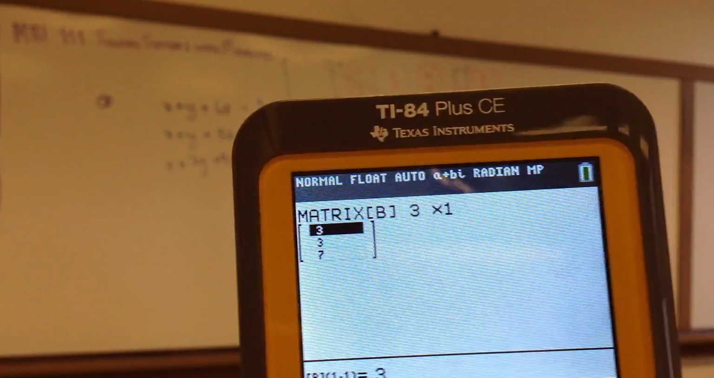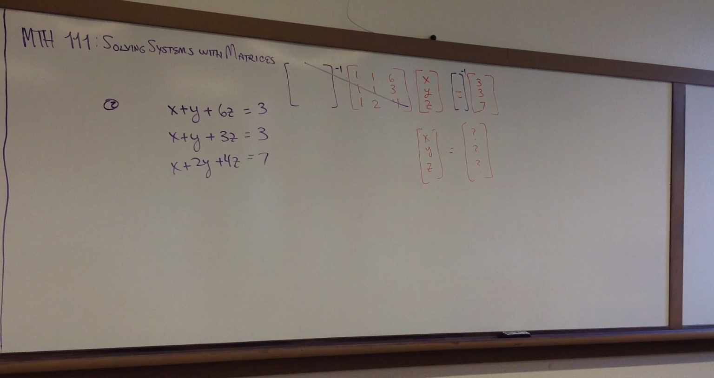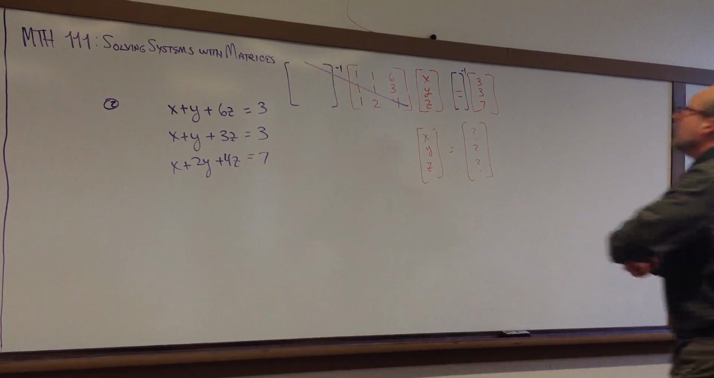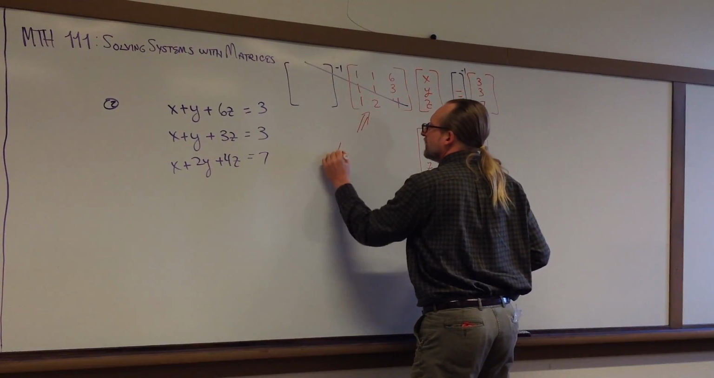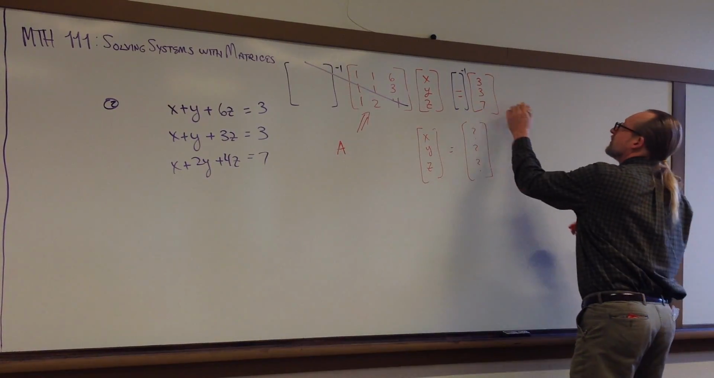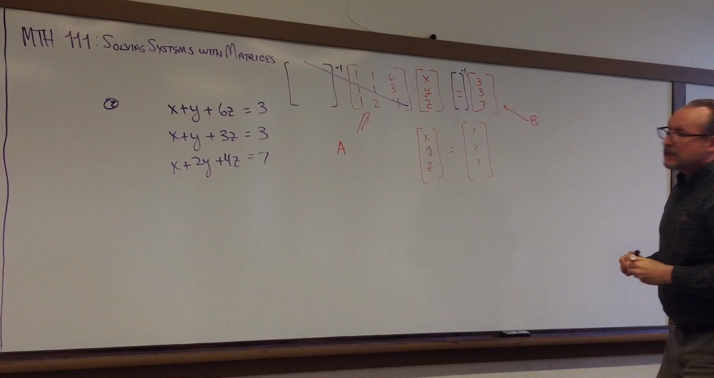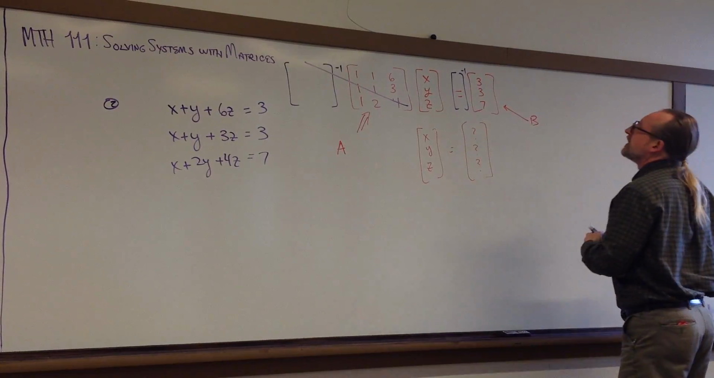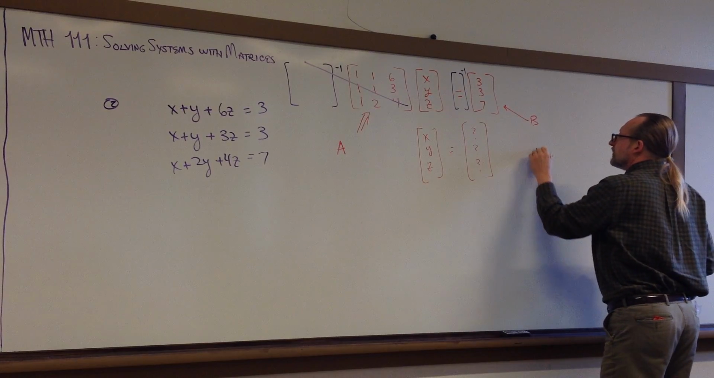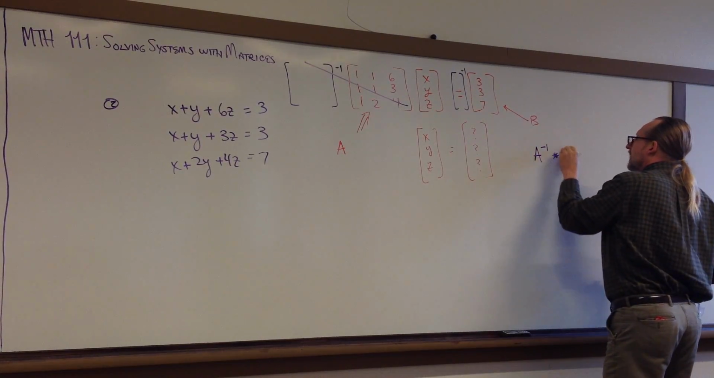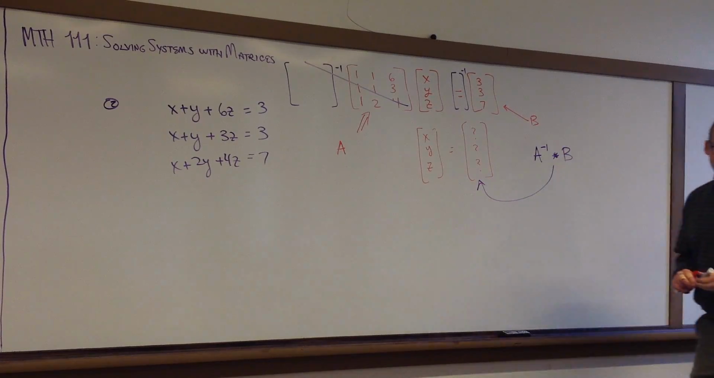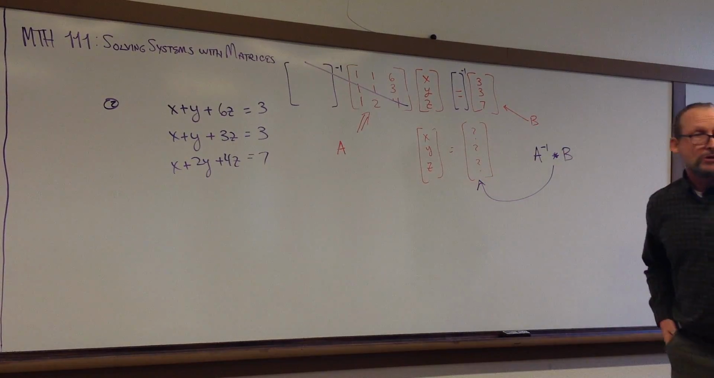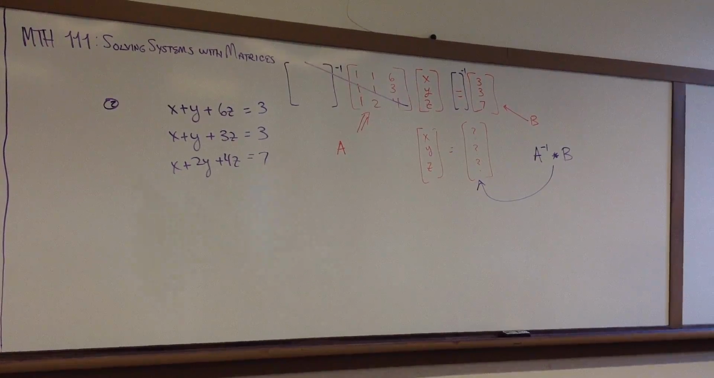Okay, so now we've got these entered as matrix A and matrix B. So let's go back to the board here and take a look at this. This one right here is matrix A. This one over here is matrix B. So what we're going to want to do with the calculator is multiply A inverse times B. That'll give us the answer matrix. Okay? So we'll go back to the calculator, and I'll show you how to enter that, make that calculation.